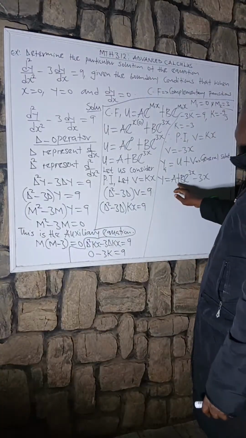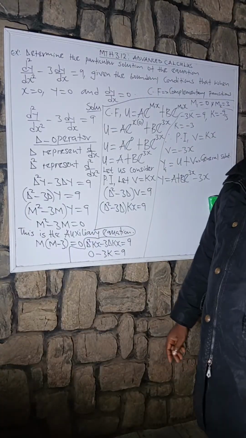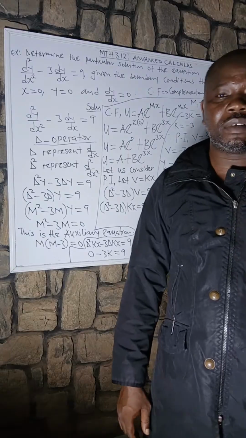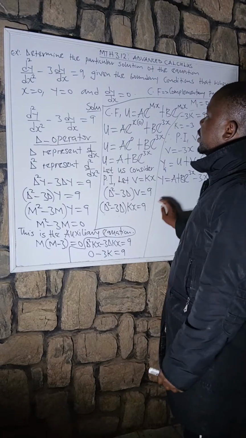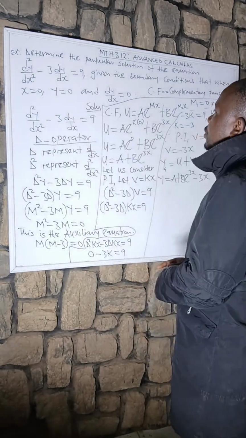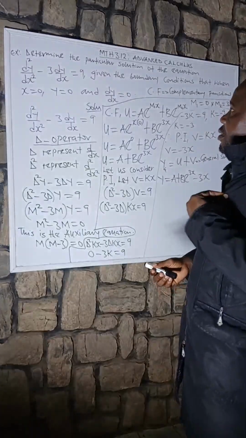Is that clear? So that is that. Any question before we move to consider the particular solution? Do you have any question? No question. Okay. So at this point, what we need to do is recall the boundary conditions.